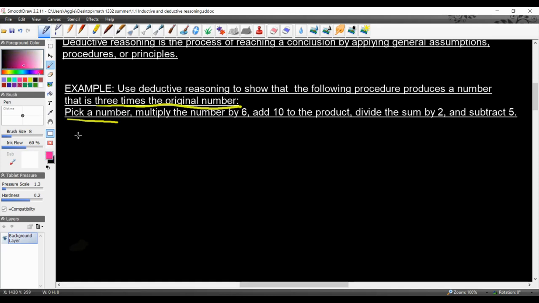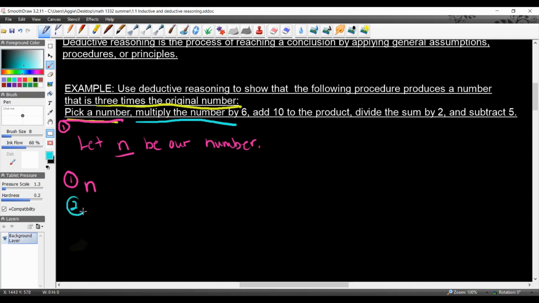So we're going to let n be our number. All right, so we're going to start with that number. Let me color code this. So here is n. Here's the first step, number 1. We want to first multiply that number by 6. So for step number 2, we're going to multiply this n by 6. So 6 times n, okay?